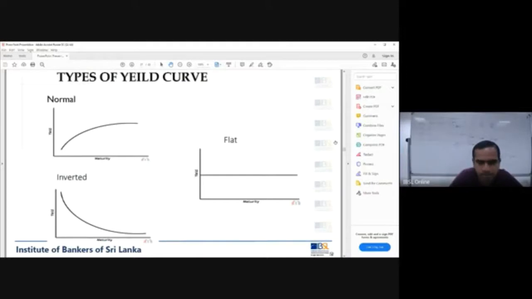Because if you take the normal yield curve, shorter tenors have lower interest rates, lower yield, and longer tenors will have a higher yield. Why? Because if you are an investor, and currently interest rates are low, isn't it? Interest rates have come down, and you're looking to invest money. You feel interest rates will go up, right? If that is the case, would you prefer to invest long term or short term? If you feel interest rates will go up, will you prefer to invest long term or short term?